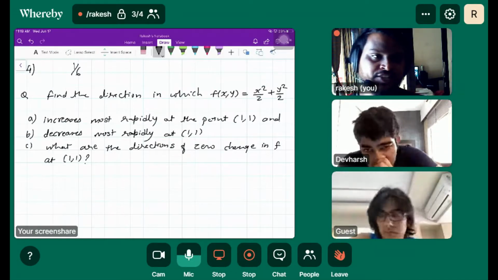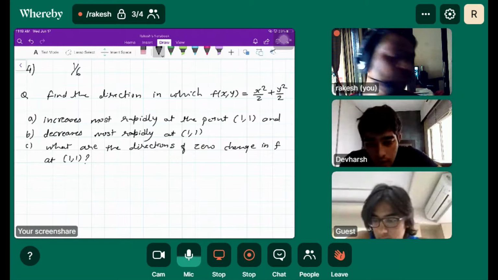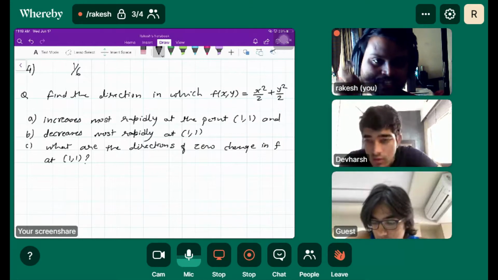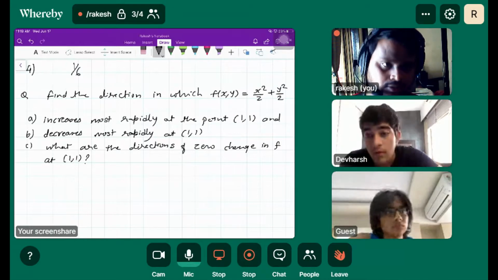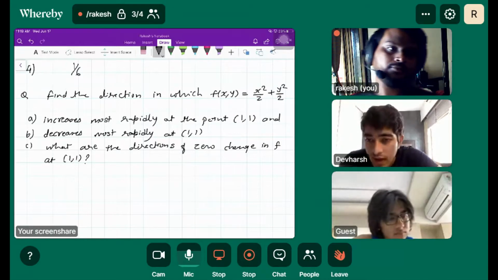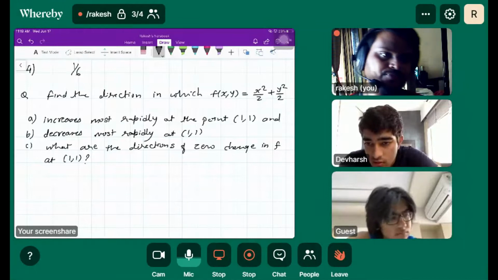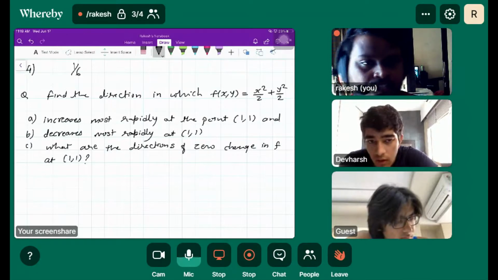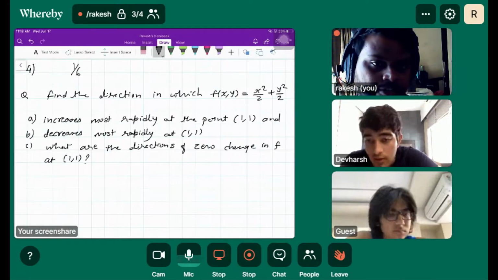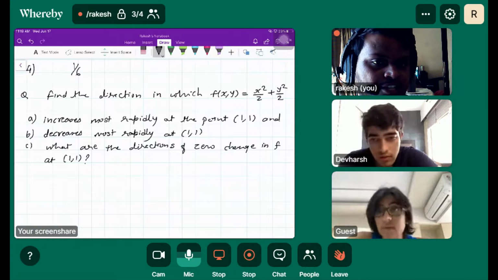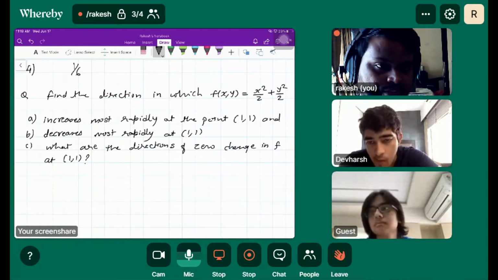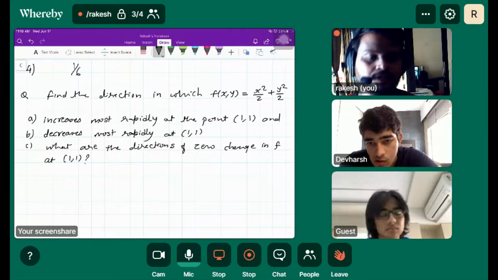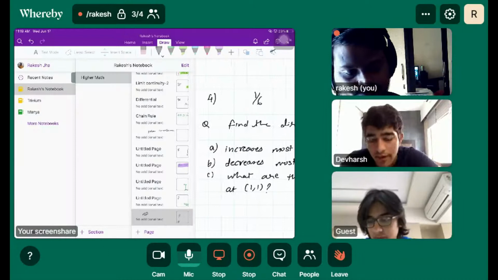In which direction the function changes rapidly or increases, in this case increases rapidly? In the direction of this gradient vector. In the direction of gradient vector, the function increases rapidly, and decreases in just opposite direction, minus delta f. You remember the previous concept? I remember.